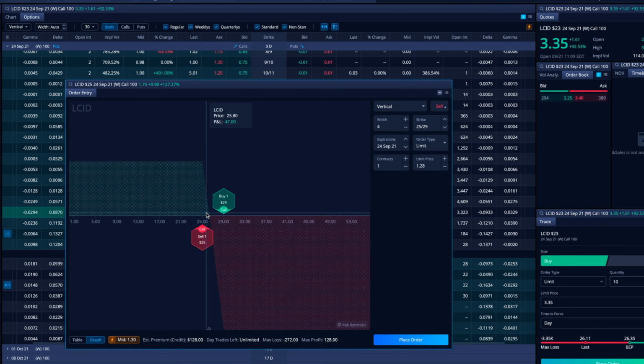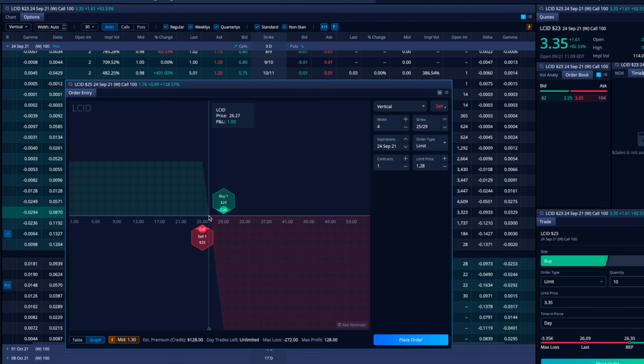price. So what I'm looking at right now is my break-even point is going to be this 25 plus 128, which puts me here at just roughly 26.28 would be my break-even point on this option. So if Lucid ends up around that point come the expiration, come Friday, I'm going to have to get out of this for break-even.